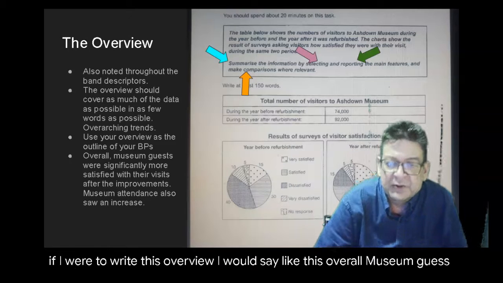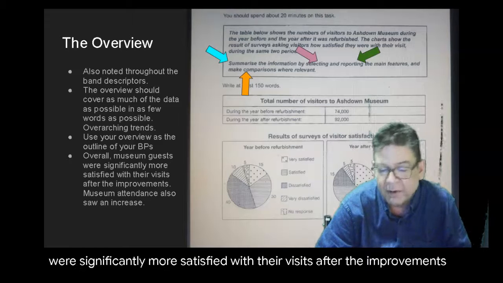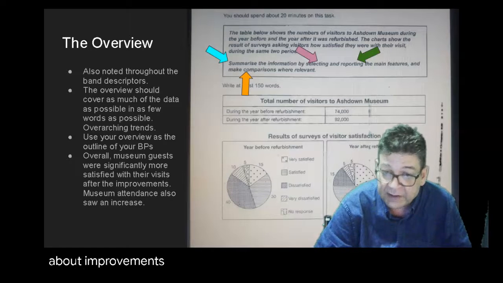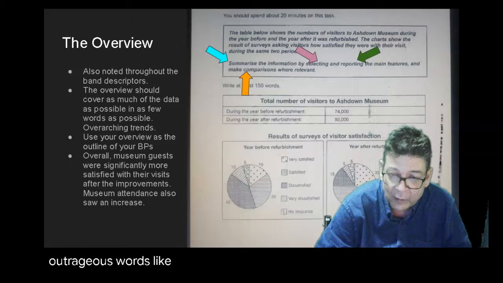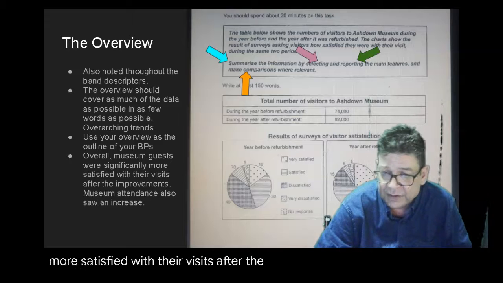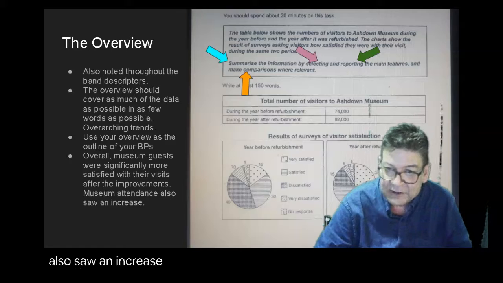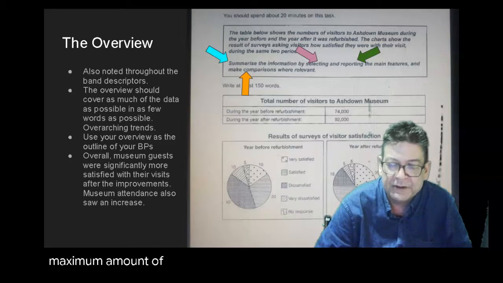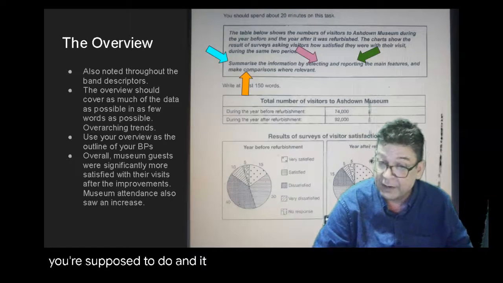Overall, museum guests were significantly more satisfied with their visits after the improvements. Remember, I've already had an introductory paragraph where I've talked about improvements. Museum guests, no numbers, no ostentatious, outrageous words like overwhelmingly, just significantly more satisfied with their visits after the improvements. Museum attendance also saw an increase. Short, to the point, and it covers the maximum amount of information in as few words as possible, which is what you're supposed to do. And it makes comparisons.